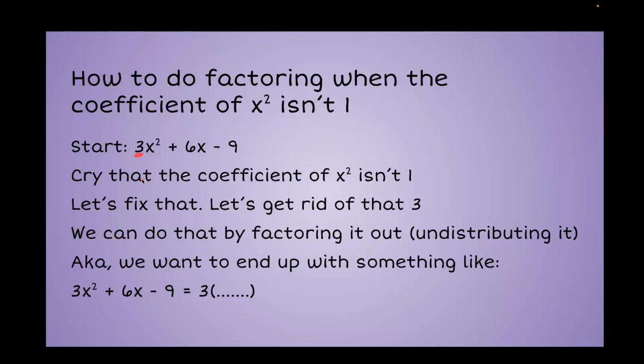So before we do that other factoring that we did before, we're going to do another little factoring thing, which is basically undistributing. We're doing the opposite of distributing, and we want to undistribute this 3. We want something that's equal to 3 times some expression in parentheses, and that will make our lives a lot easier. Let's do that.